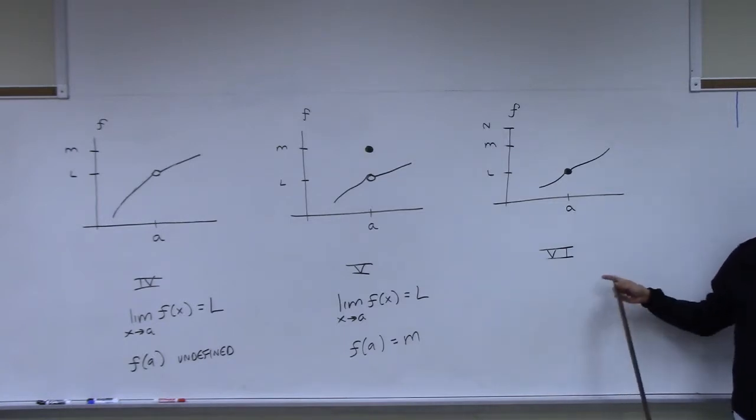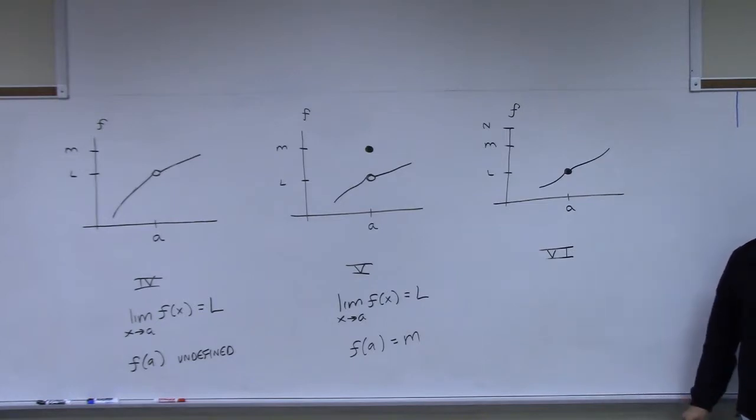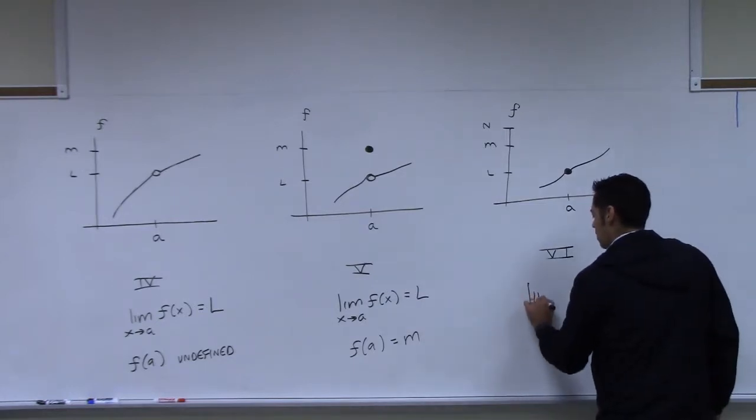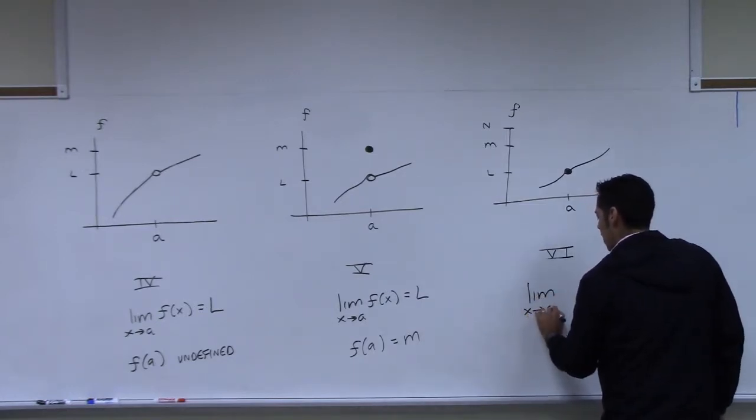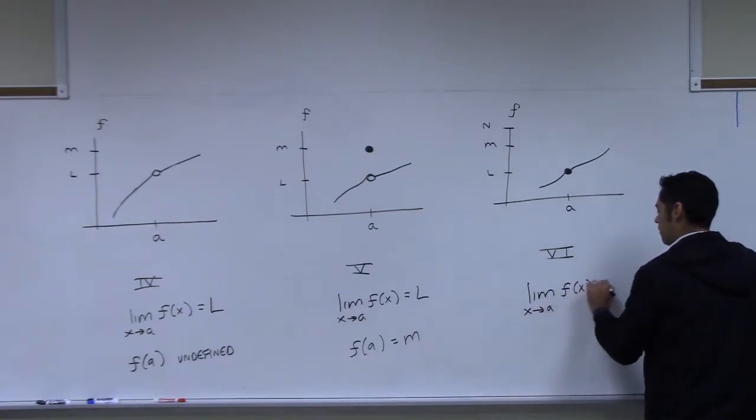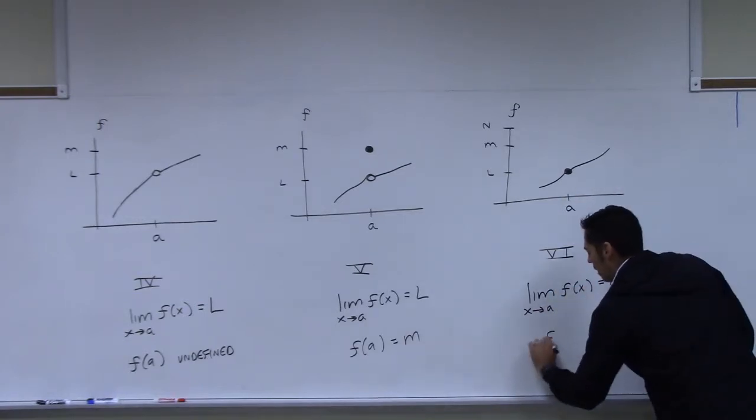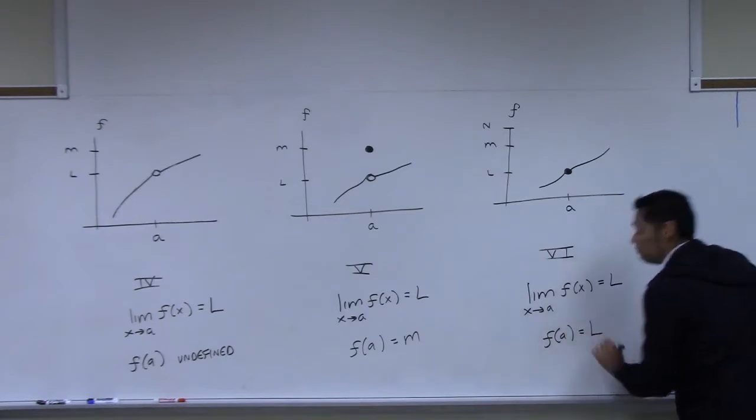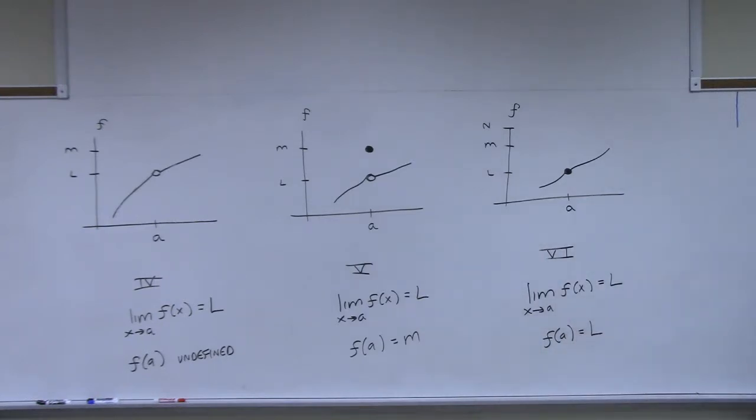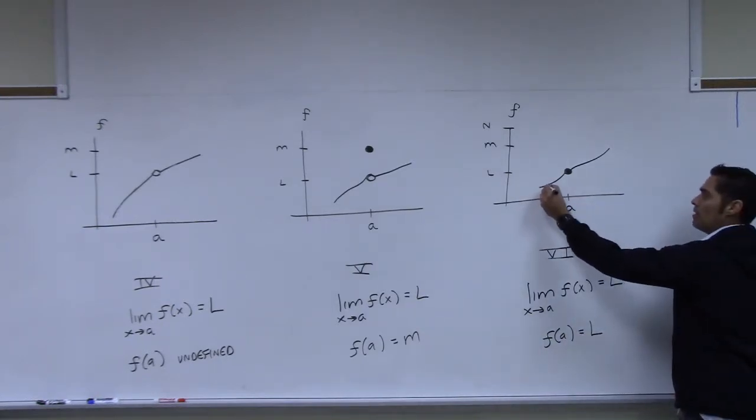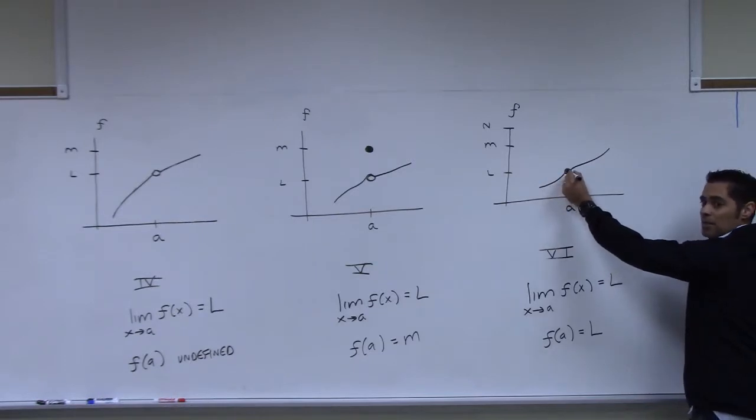Finally, we get to this one. Now, does this limit exist? Yes. Limit as x approaches a of f of x, what is it equal to? L. What's f of a? L. So if I draw this, when I get to a, I just put the dot there so I don't need to lift my pencil, and I just keep going, right?